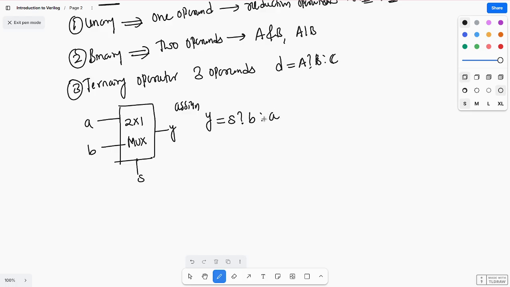So if S equal to 1, Y equal to B. Otherwise, if S equal to 0, Y equal to A. It depends on the selection line only. If S equal to 0, A is connected. If S equal to 1, B is connected. So this is about today's session.